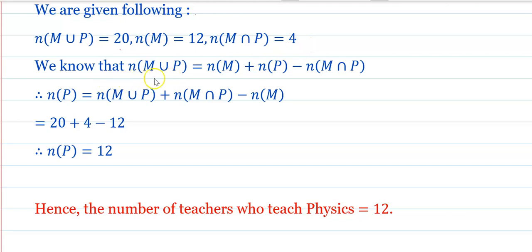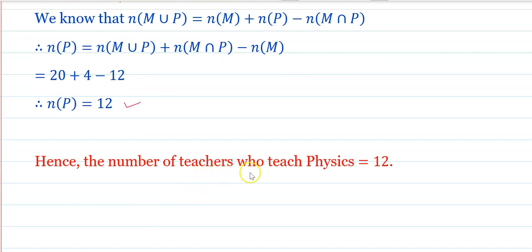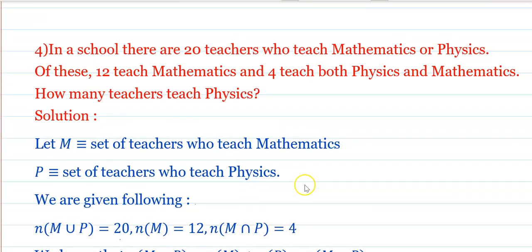We know that n of M union P is equal to n of M plus n of P minus their intersection, and therefore n of P is equal to, आणि हे सिम्प्लिफाय करणार आपण, हे पलीकडे नेणार आणि हे देखील जाऊ देणार. Therefore n of P is equal to n of M union P plus n of M intersection P minus n of M, that is 20 plus 4 minus 12, and then you will get n of P is equal to 12, and hence the number of teachers who teach physics is 12. Okay, easy question आहे तो.